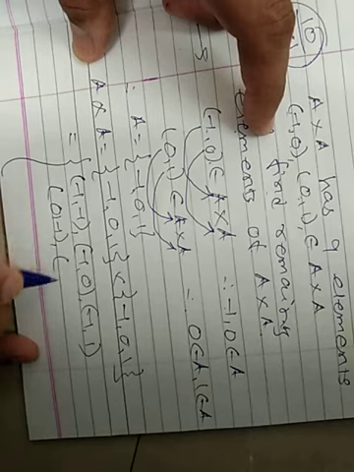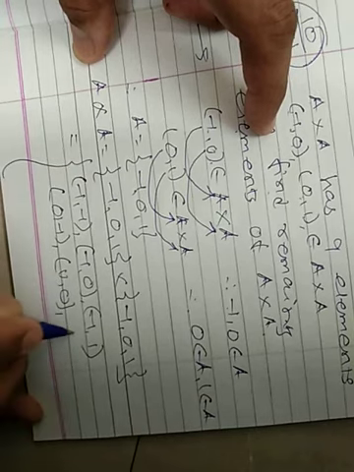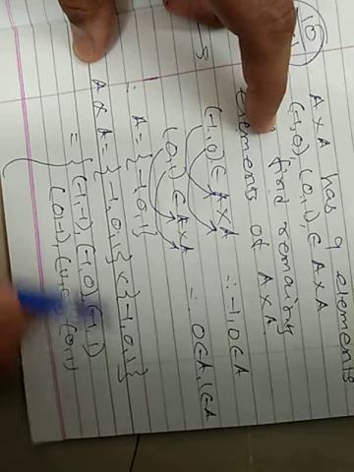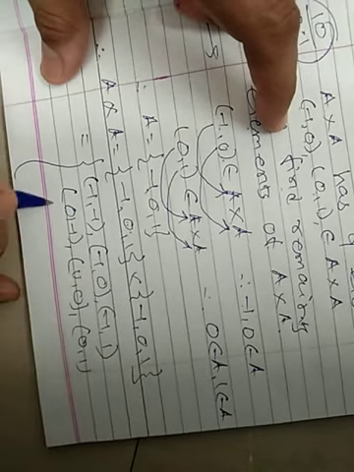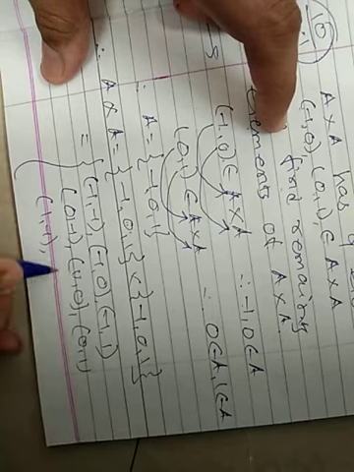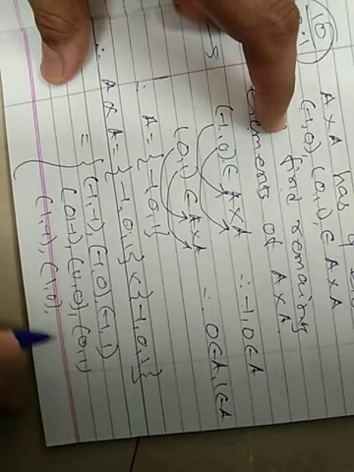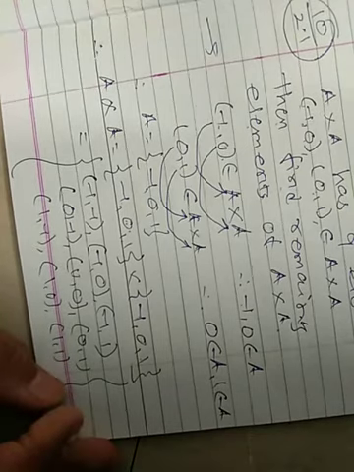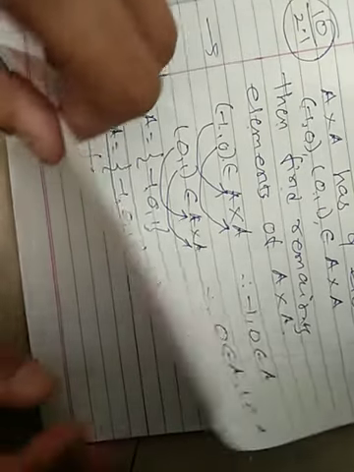(0, -1), (0, 0), (0, 1), (1, -1), (1, 0) and (1, 1). Okay, that means the Cartesian product is now completed.